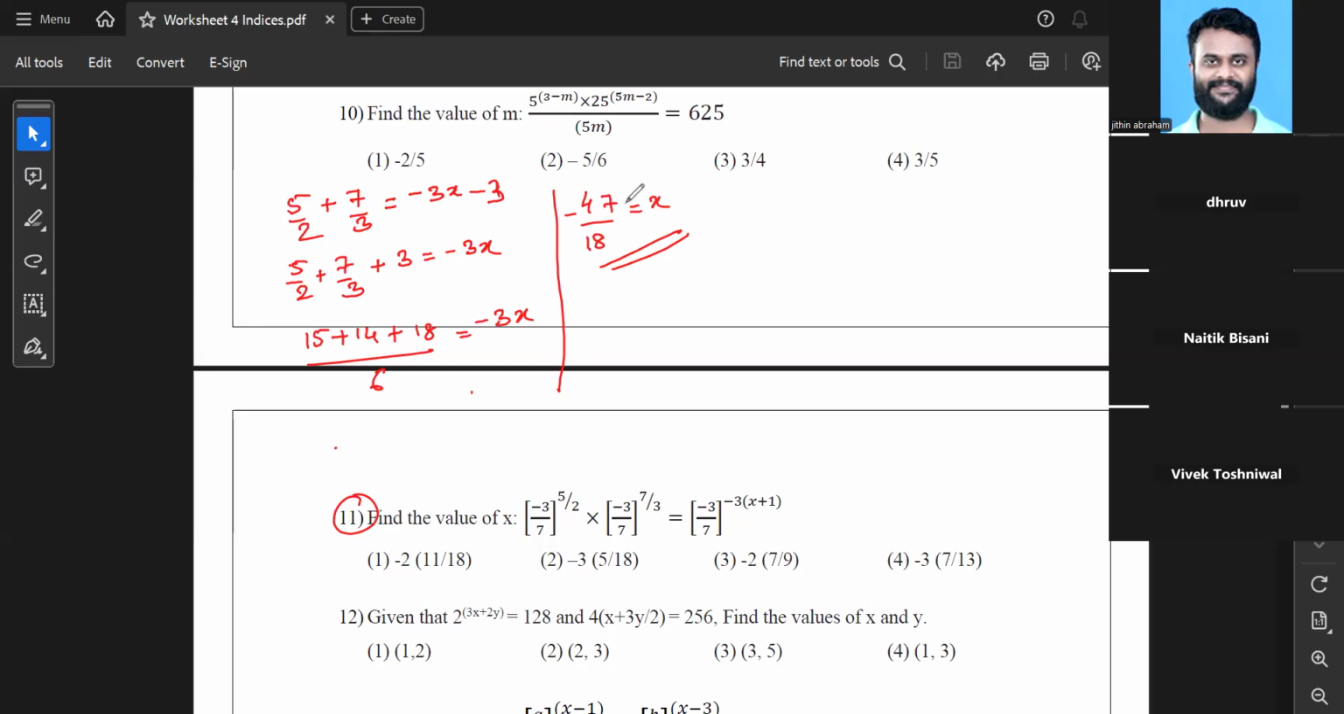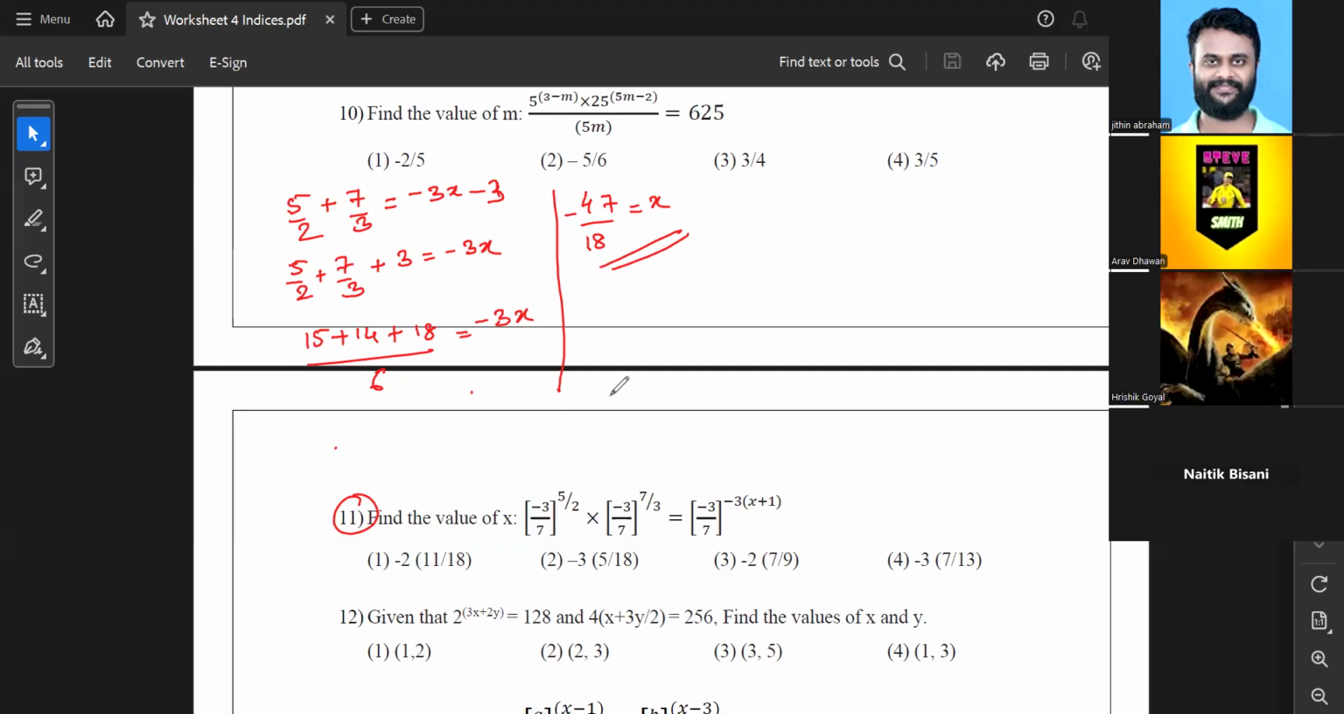And your divided by 18 तो है, 47 नहीं है. Let me just observe, कुछ मिस किया क्या मैंने. 5 by 2, 7 by 3, it's right. The answer is option 1. Yes, sir. Option 1 only. Minus 2, 11 by 18.